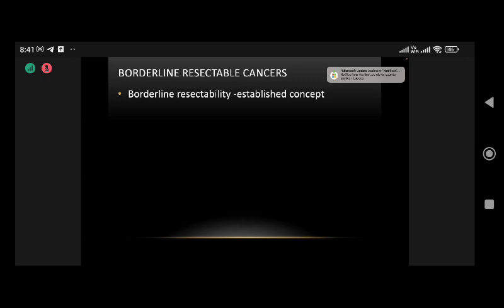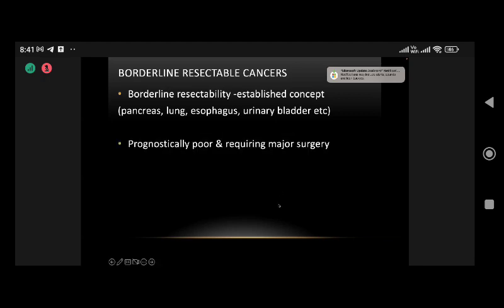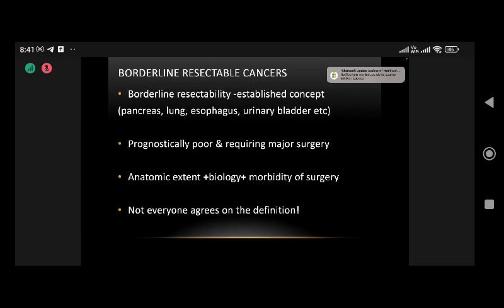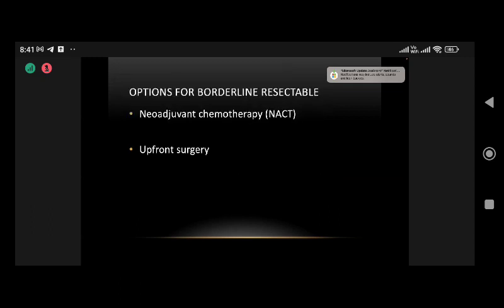So, borderline resectability is an established concept in other cancers like pancreas, lung, esophagus, urinary bladder. It is prognostically poor, requires major surgery, and you have to look at the anatomic extent, biology, and morbidity of this surgery. However, not everyone agrees on this definition.